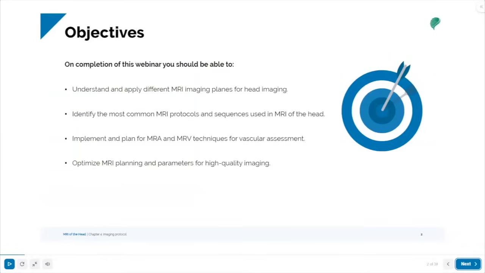Upon completion of the webinar, attendees should be able to understand and utilize different MRI imaging planes for head imaging, identify the most common MRI protocols and sequences used in MRI of the head, implement and plan for MRA and MRV techniques for vascular enhancement, and optimize MRI planning and parameters for high quality imaging.